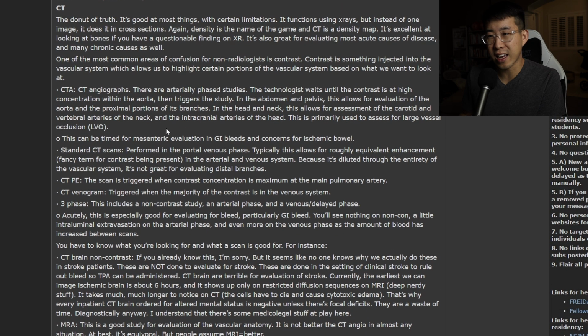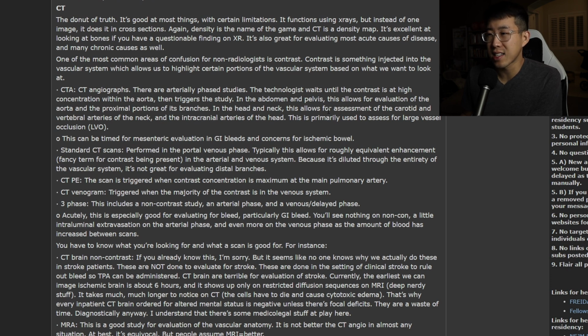So CTA is a CT angiograph. These are arterially phased studies. The technologist waits until the contrast is at a high concentration within the aorta, then triggers the study. In the abdomen and pelvis, this allows for evaluation of the aorta and the proximal portions of its branches.